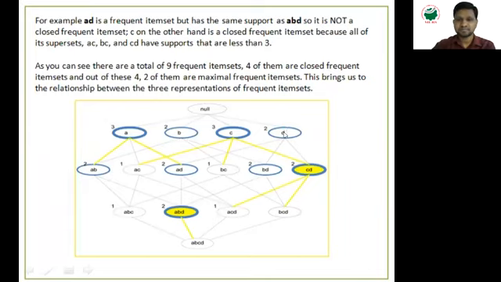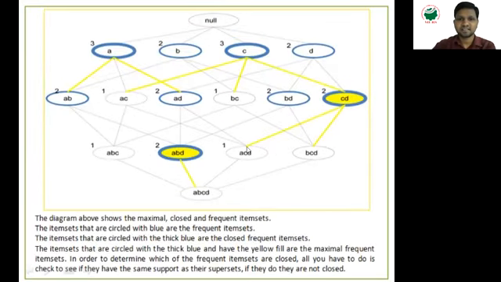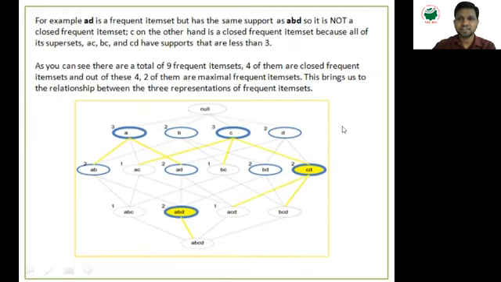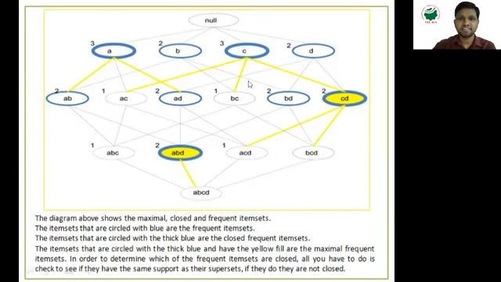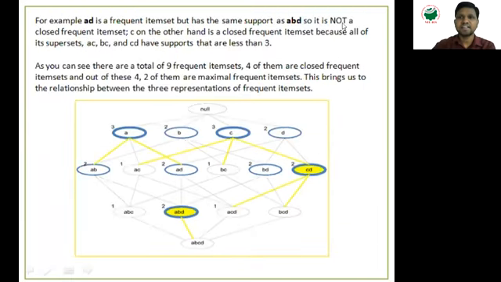So here ABD is also there, right? ACD. Now see, ABD we have to find out. Where is it? ABD. AC, AB, AD. ABD, right? So AD is not a closed frequent item set.